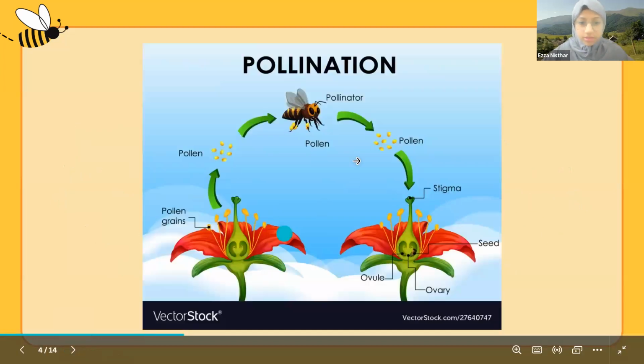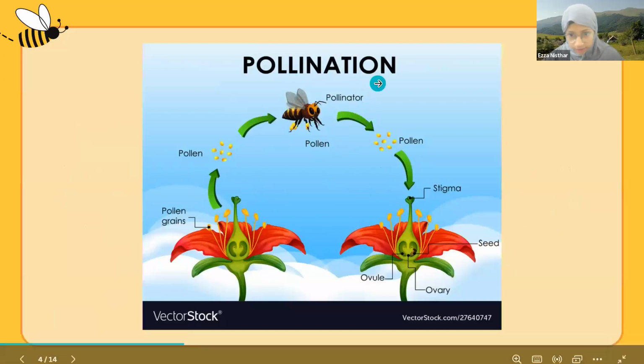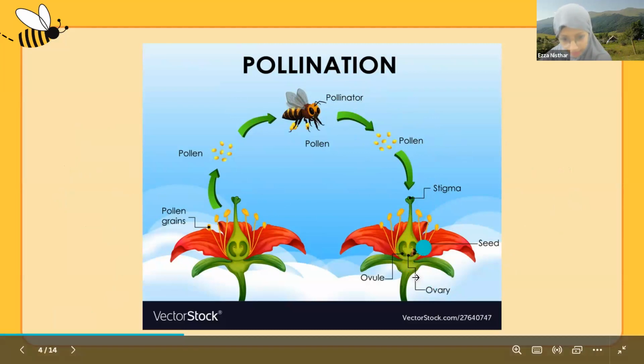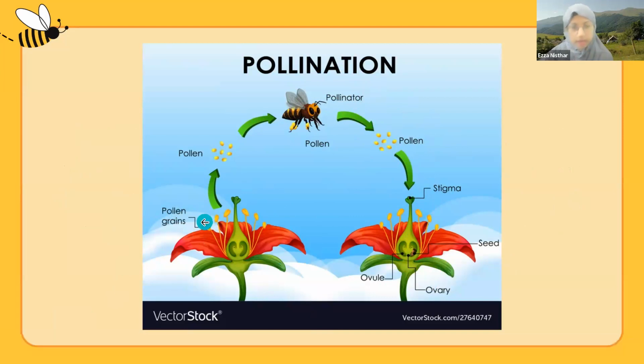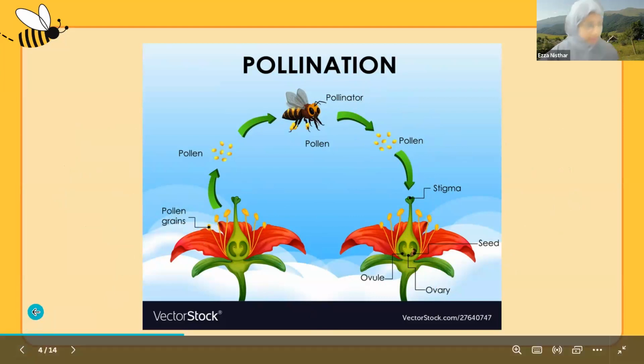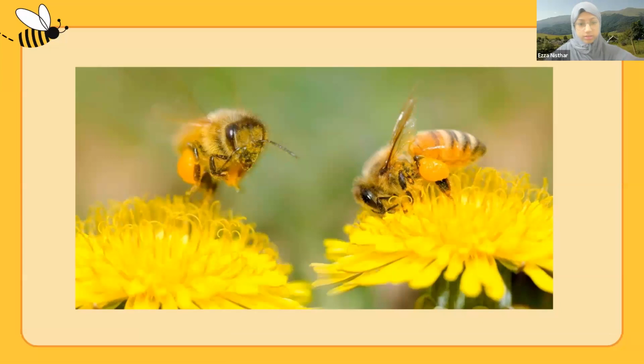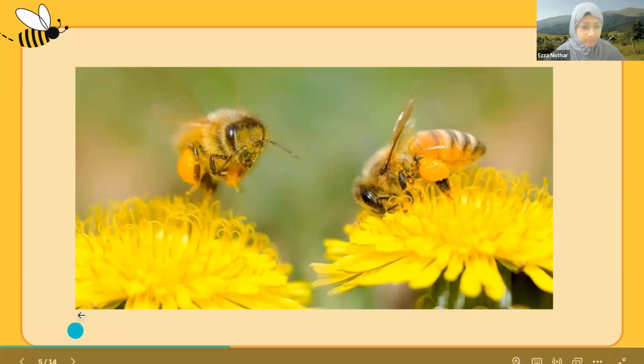So this is the picture of pollination. This is the pollinator and this is the pollen. And this thing over here, the green over here, is called a stigma. Then the seed. Then this is the pollen grains, and it goes like a cycle like that. And this is just the picture of the bees.